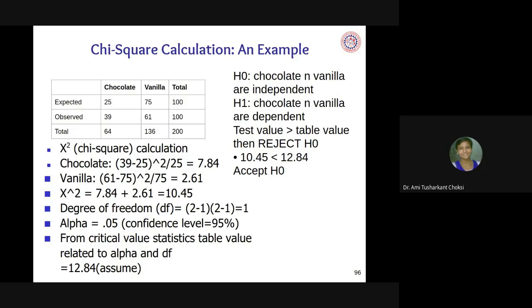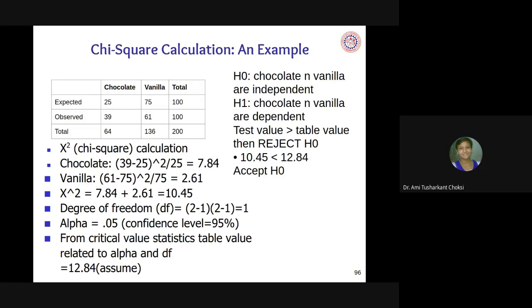So for vanilla, what do we say? 61 minus 75, that is observed minus expected, whole square, divided by 75, that is the expected one, right? So that's what we are finding here: O minus E whole square upon E. That is the value we are getting. Now what to do is, we need to find the square value of it, isn't it? We need to find the square value of it.